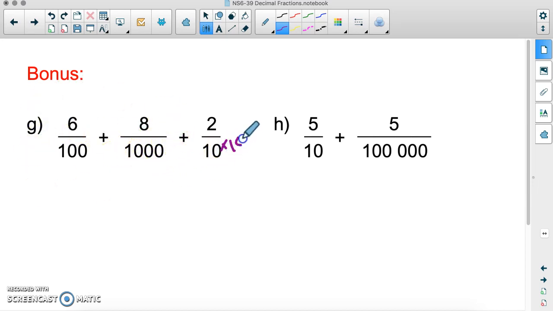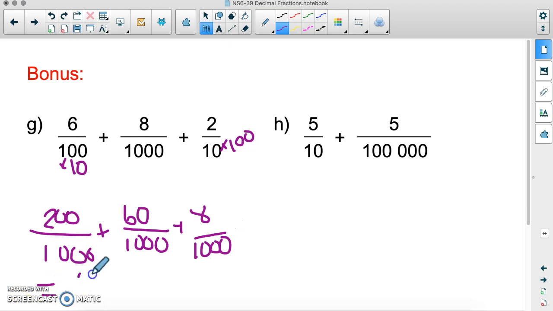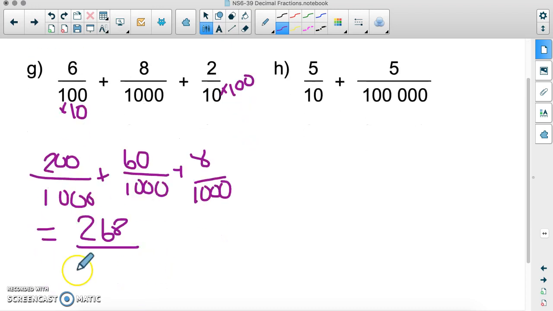So I'm going to multiply this by 100, and I'm going to multiply this by 10. So I'm first going to put the 2 over 10 here. So I have 200 over 1,000 plus 6, I need to multiply by 10, so 60 over 1,000, and then 8 over 1,000. So this is going to equal 268 over 1,000.